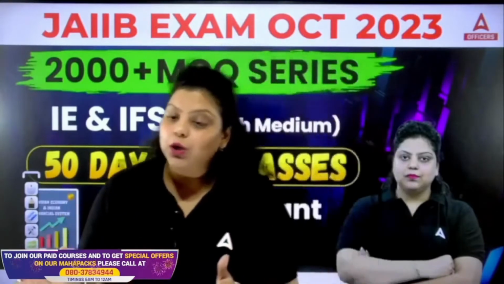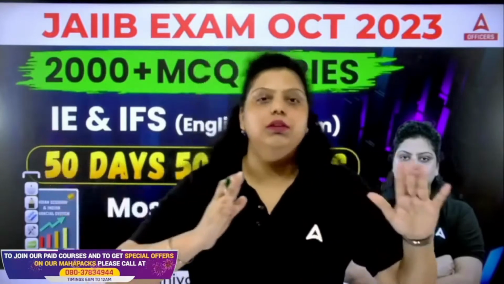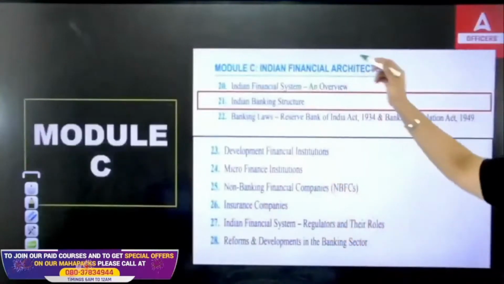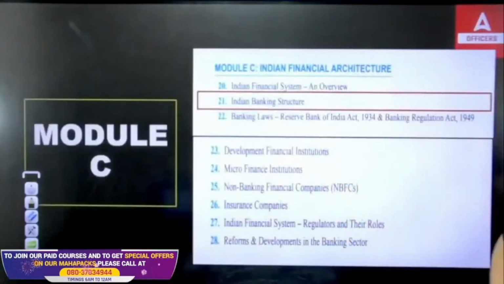So module A and B we have already completed. It means out of 45 units, module A covers 11 units and module B covers up to 19 units. So that we have covered already. Now we are on module C, and the 21st unit, that is Indian Banking Industry, we are going to cover today.